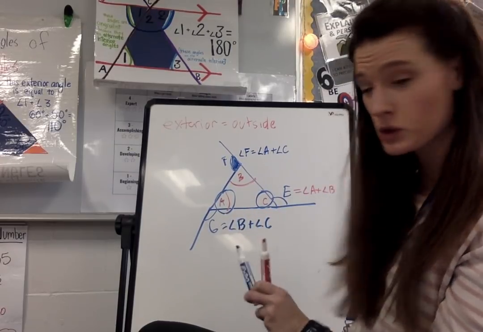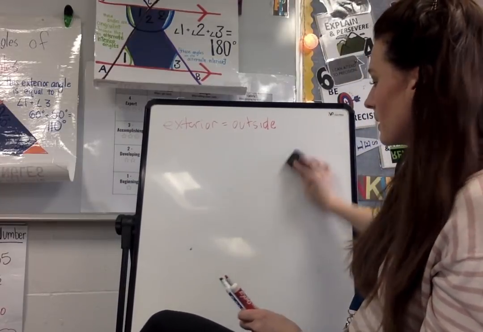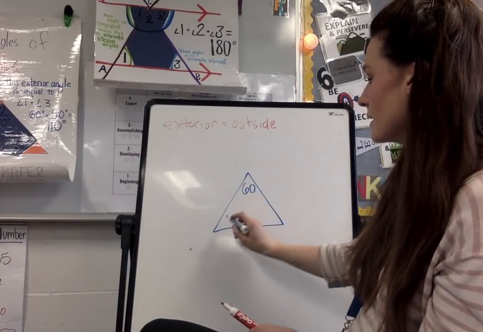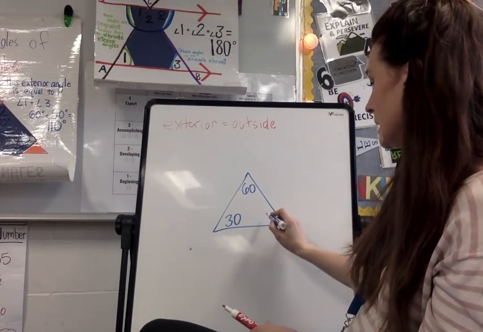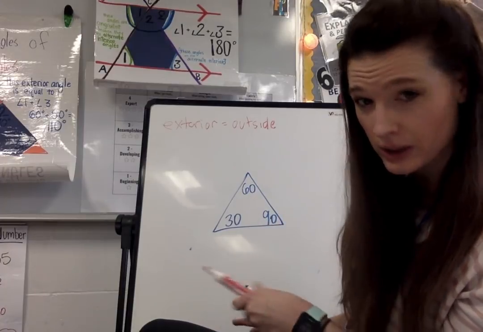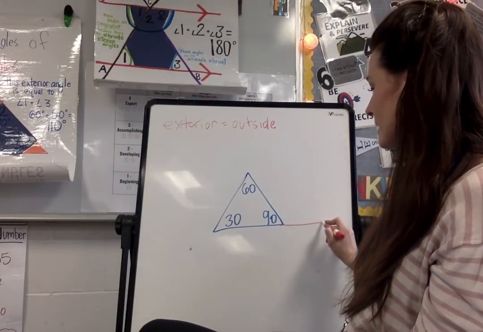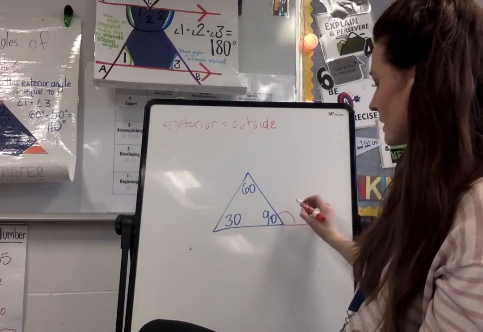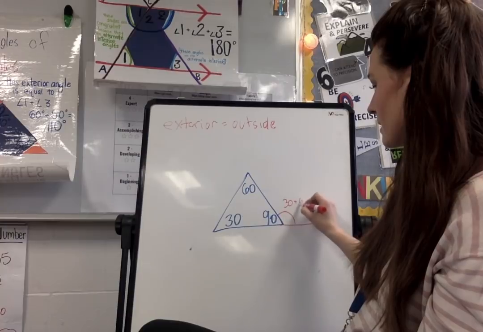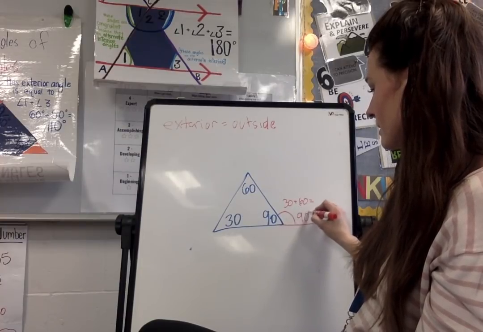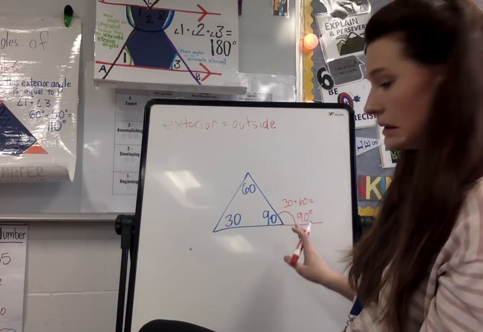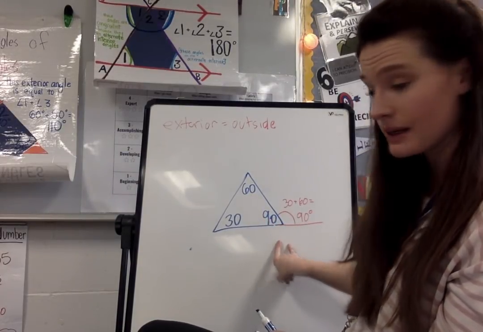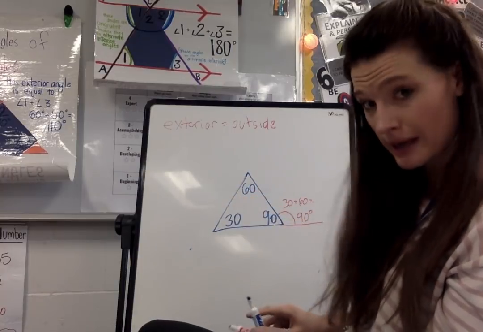Okay, I may confuse you with all these letters, so I'm going to do one with just numbers. If I have a triangle, and this is 60 degrees, this is 30 degrees, this is 90 degrees, this is not drawn to scale. If I extend this line, this angle right here is equal to 30 plus 60, which would be 90 degrees. Obviously, that is not a 90-degree angle, but I can tell that 90 plus 90 is 180, and 60 plus 30 plus 90 is 180, okay?